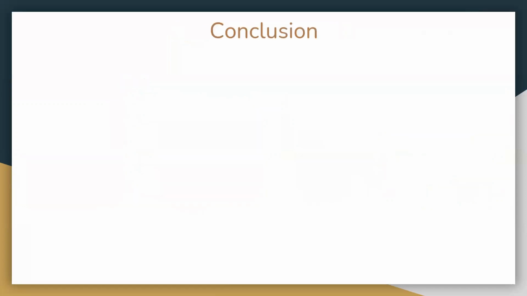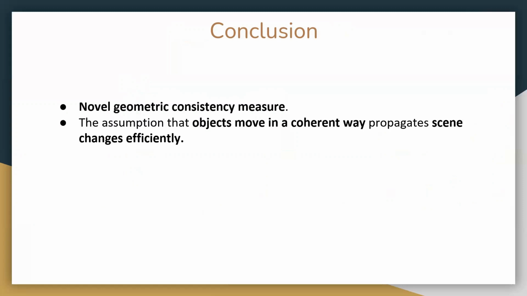Highlighting the main insights of this work, we have introduced a novel geometric consistency measure used towards enhancing change detection. It is clear that the assumption that objects move in a coherent way is sufficient to propagate scene changes efficiently. Moreover, since our method also serves as an object discovery pipeline, it can automatically generate training data that is hard and time-consuming to get. Finally, the presented object discovery pipeline does not need to encode any assumption of objects, and there is no need for strong priors.